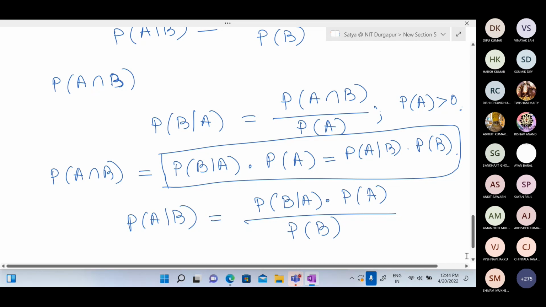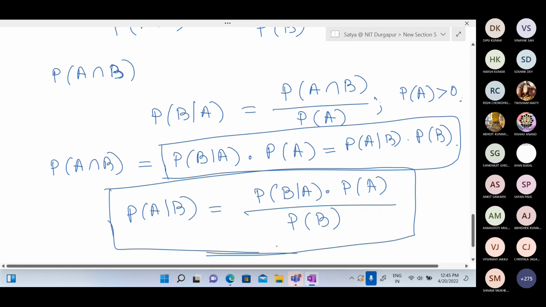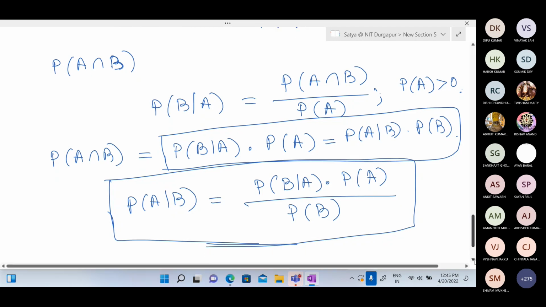So what is the facility here? Suppose we want to find the probability of A given B. If we know the opposite part, sometimes it is easier: given A, the probability of B. Sometimes it is easy to find that, and the probability of B and the probability of A. So finding the probability of A given B is sometimes easier from the right side. That's why we remember it. And if we interchange A and B, we can get another similar formula. We also call it Bayes rule.